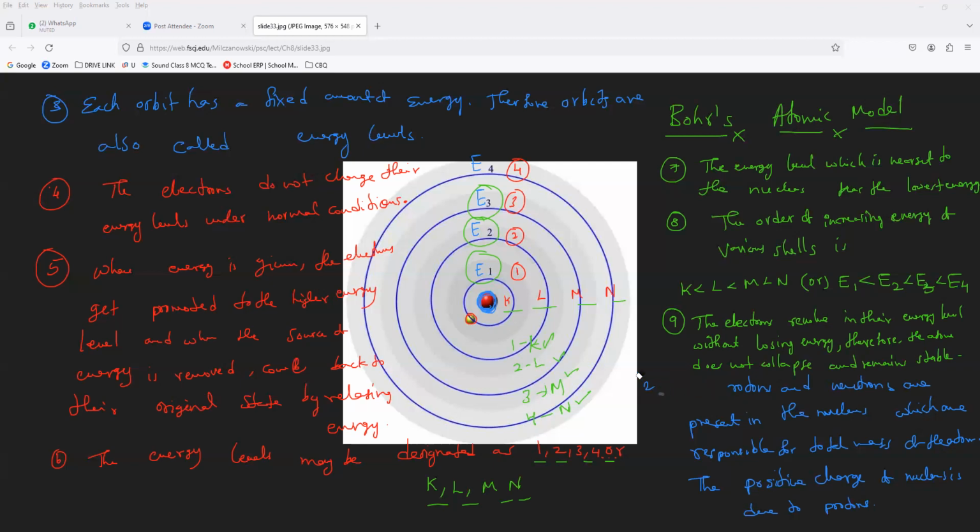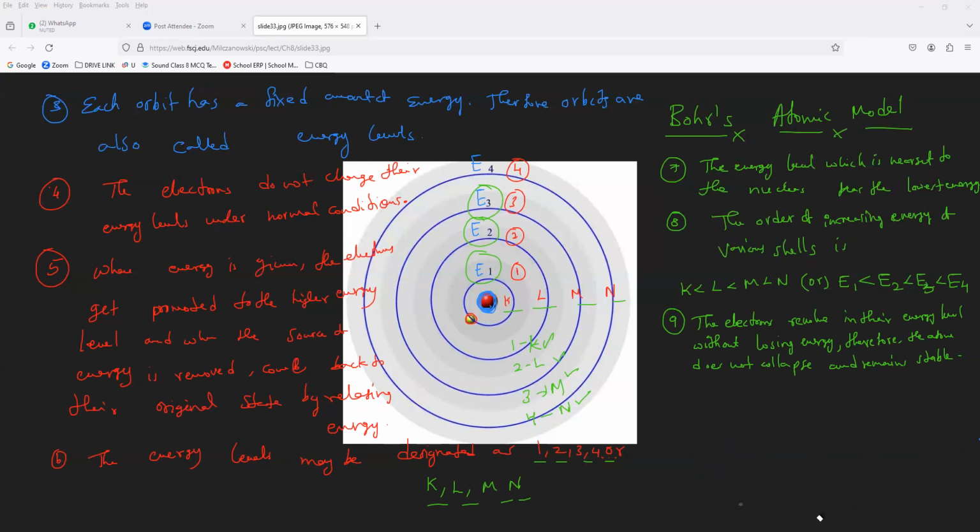So that is the drawback of Rutherford. For this, Bohr gave a point. Electrons are revolving in circular orbits, but they are not radiating energy. They are not losing energy. The energy level of each orbit always remains constant, so electrons will never fall into the nucleus and the atom always remains stable. Hope everybody understands.